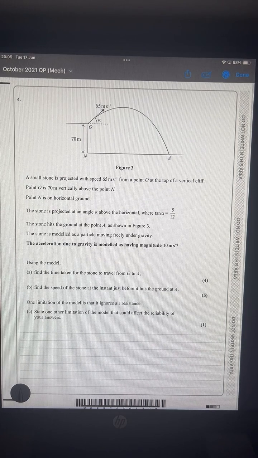All right, cool. Thank you for waiting. So projectiles question is another one where we're launching it from a height, which looks kind of similar to the one we just did in the previous paper.